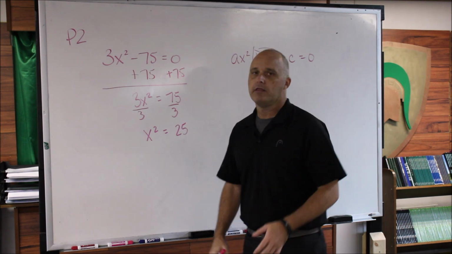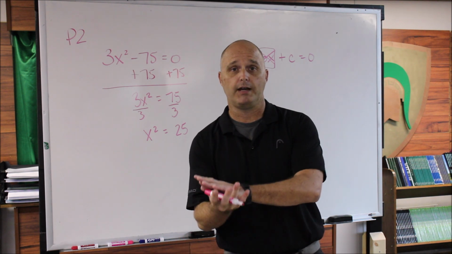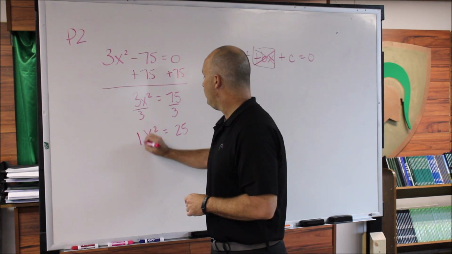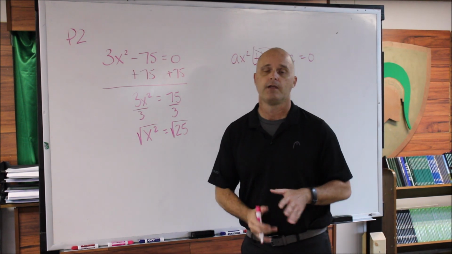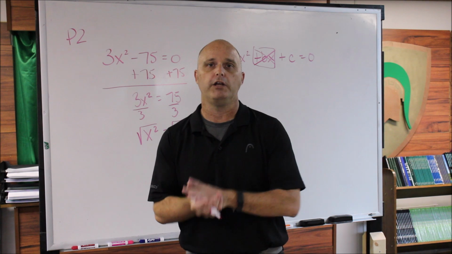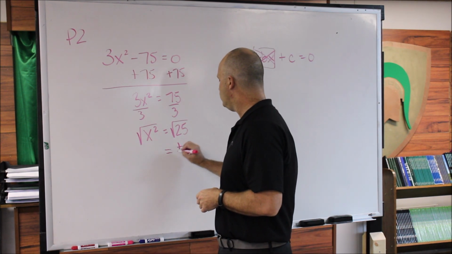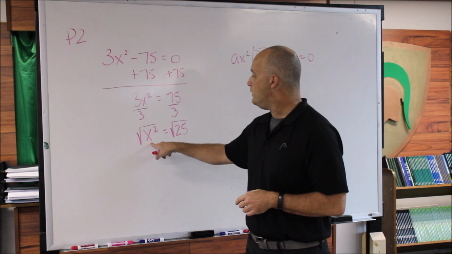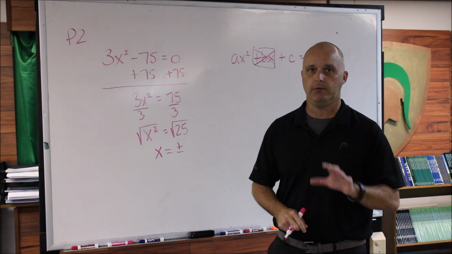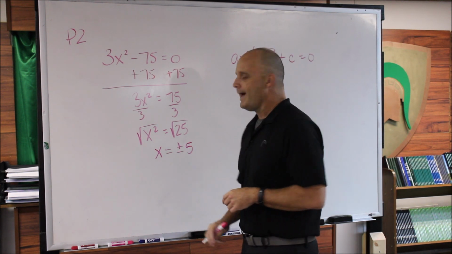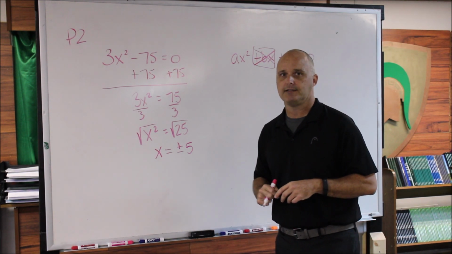Now, one of the things that you need to know is that in order to get rid of this x squared, we've got to take the square root. Whenever we take the square root inside of an equation, so we've got an equal sign, we're always going to come up with 2 solutions. One is going to be positive and one is going to be negative. So then we take the square root of x squared and we get x. We take the square root of 25 and we get 5. So we actually have 2 solutions to this problem. X is equal to both positive 5 and negative 5.